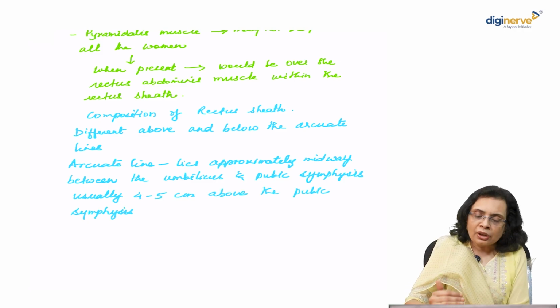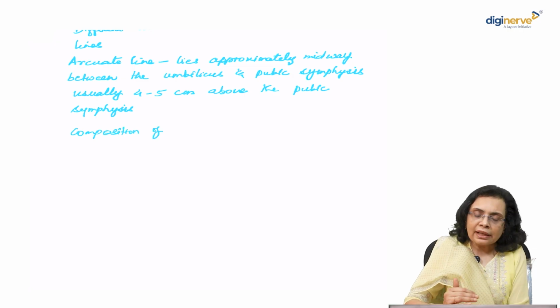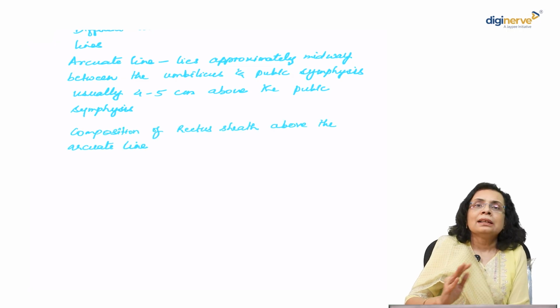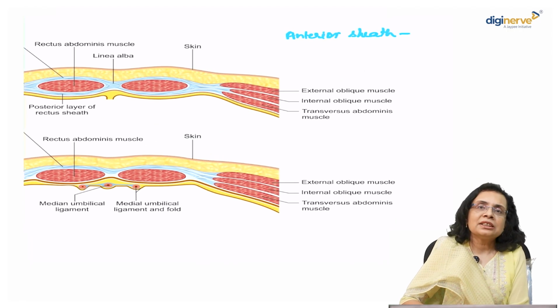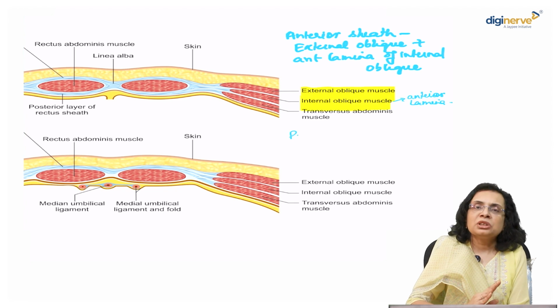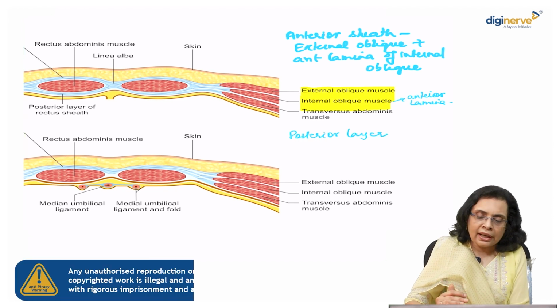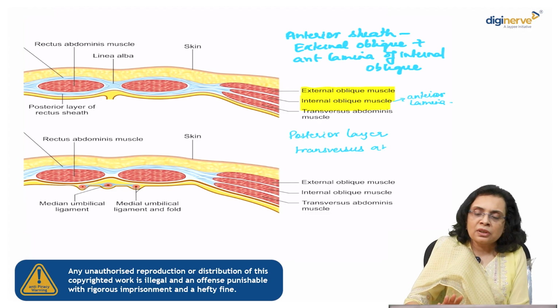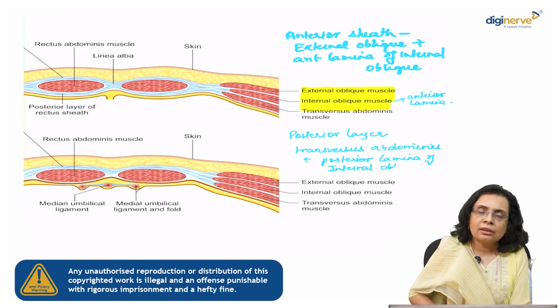Now above the arcuate line, the composition of the rectus sheath is as follows. The anterior aspect of the rectus sheath is formed by the aponeuroses of the external oblique and the anterior lamina of the internal oblique. The posterior aspect of the rectus sheath above the level of the arcuate line is formed by the transversus abdominis and the posterior lamina of the internal oblique.